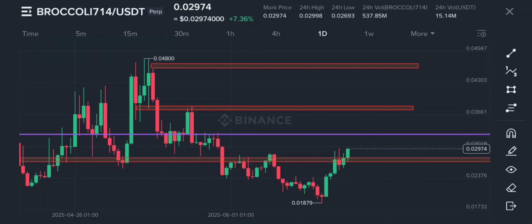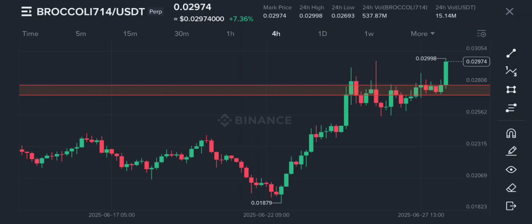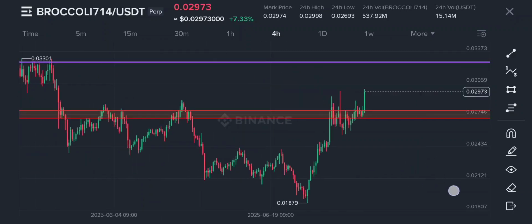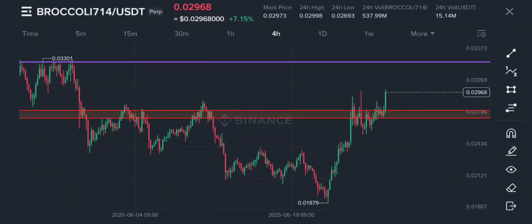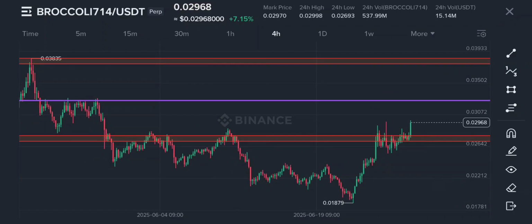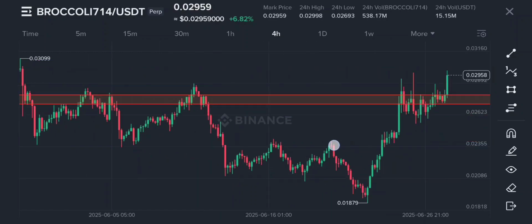So, as you can see, our broccoli has broken out. This is a breakout. It breaks above our point of interest, and you can see that it is moving up. So, we are not going to look for a sell.